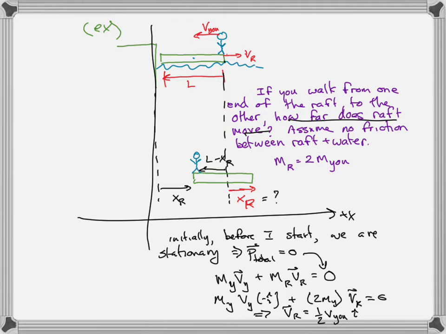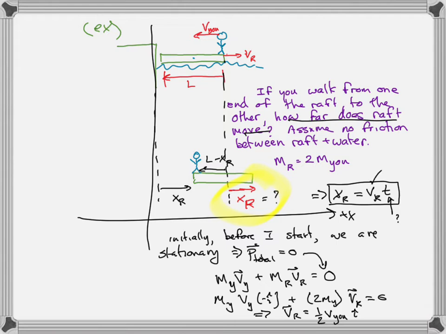Okay. We know how fast the raft is moving. We need to know how long it is moving. How much time? Because remember, we're looking for the distance that the raft moved. The distance that the raft moves is equal to the velocity of the raft times the time, or the speed of the raft times the time. This is all one-dimensional, so that's just one-dimensional kinematics. Distance equals rate times time. I now know the rate is 1/2 times your speed, and now how much time? So we have to figure out the time.